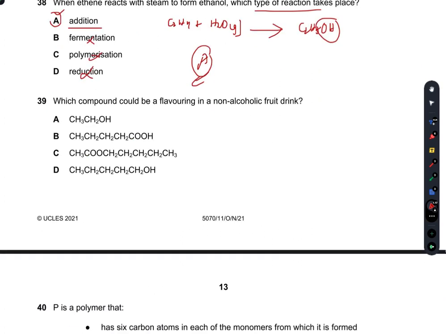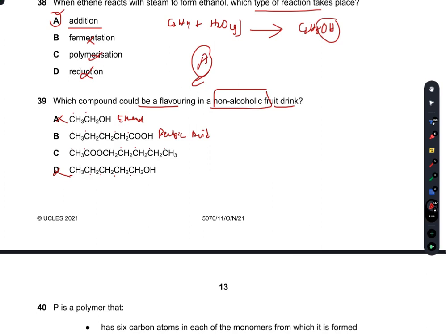Which compound could be a flavoring in a non-alcoholic fruit drink? A is incorrect because it is ethanol, so it is alcoholic. Similarly, D is 1, 2, 3, 4, 5, it is pentanol, so pentanol is again alcoholic. If we check B, it is 1, 2, 3, 4, 5, it is pentanoic acid. And in C we have 1, 2, 3, 4.